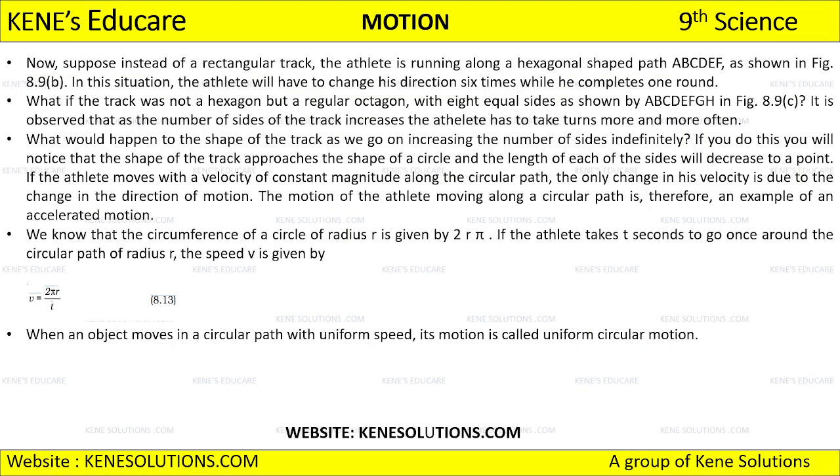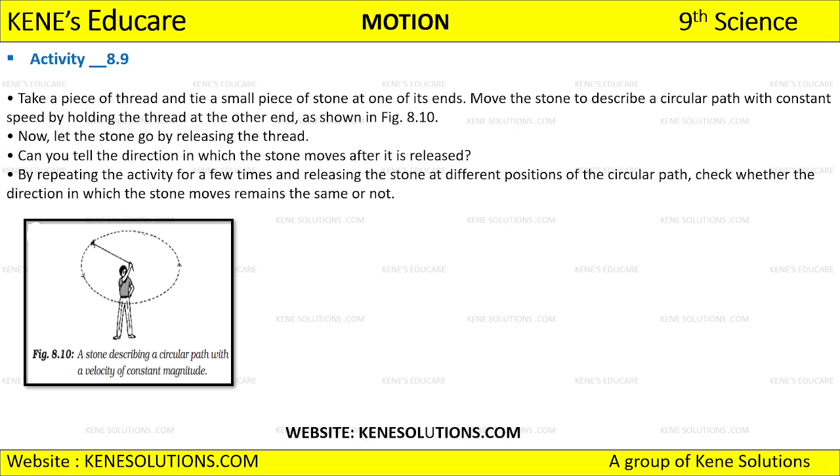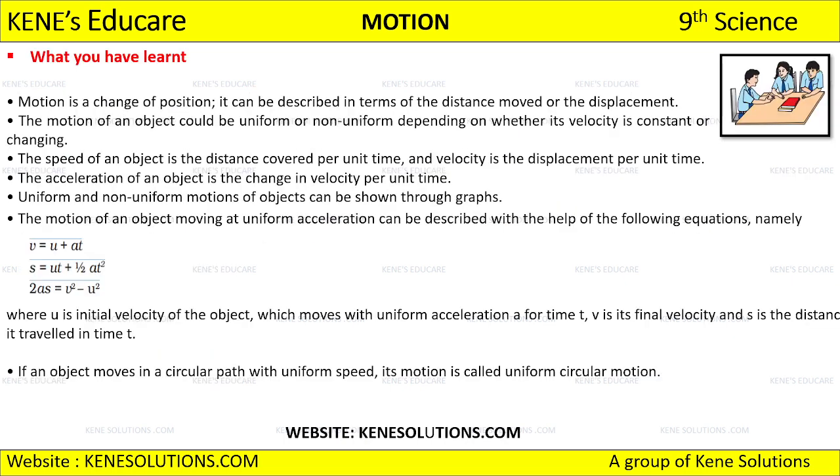After discussing uniform circular motion in detail, we have activity 8.9 to discuss, and after this we have the summary discussion for the whole lesson. We will be doing that as well. Make sure that you are revising it so that we are not spending much time revising the concepts one by one. After this summary, we have a few exercise questions to discuss, which we will be doing.